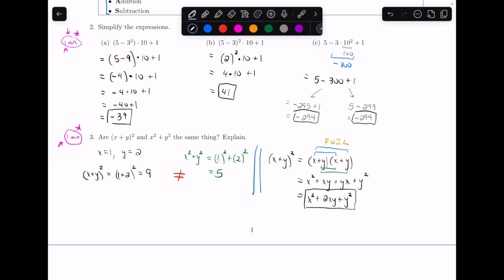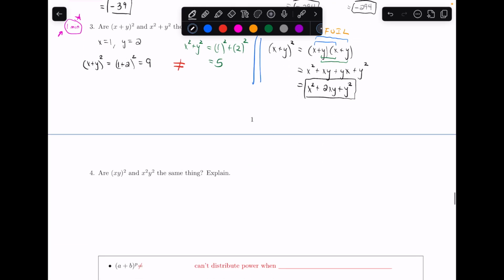Okay, all right, let's try another one of these. What about if I'm multiplying x and y, and then it's squared? Is that the same thing as x squared times y squared? Can I distribute the power when I'm multiplying? So again, I want you to do a quick pause for 1 minute. This time, don't plug in. See if you can do some algebra to show that they're the same. So pause it in 3, 2, 1, and try it.